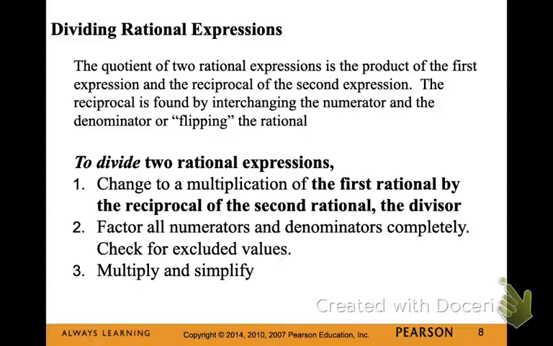So to divide two rational expressions, you might have learned this as keep, change, flip. You're going to keep the first rational expression, change division to multiplication, and take the reciprocal of the second one. You're going to flip it. Then you'll factor all numerators and denominators, check for excluded values, multiply, and simplify.